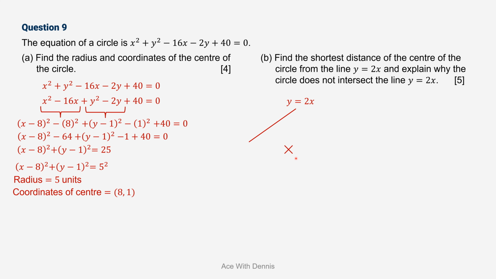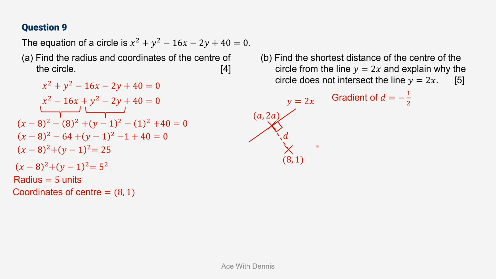So let's say this is the center of the circle, coordinates is (8, 1). I want to find the shortest distance, which means the perpendicular distance from the center of the circle to the line. I label this line as D. Now, this point is the point where it is perpendicular to the center of the circle. The coordinates of this point will be (a, 2a), because based on the equation y equals 2x, when x is a, then y is 2a.